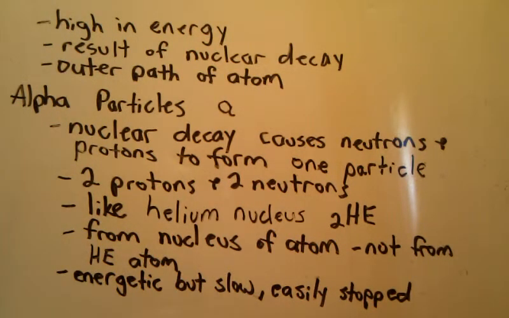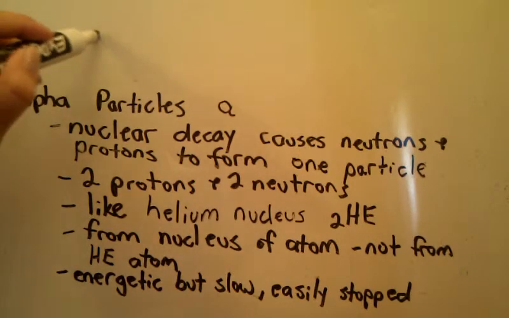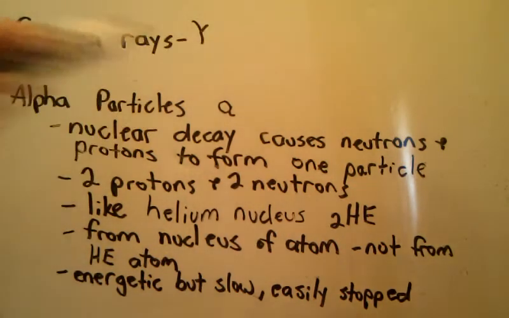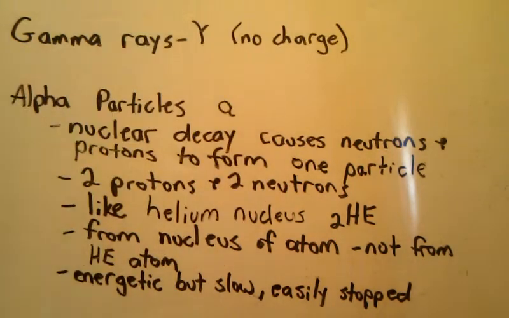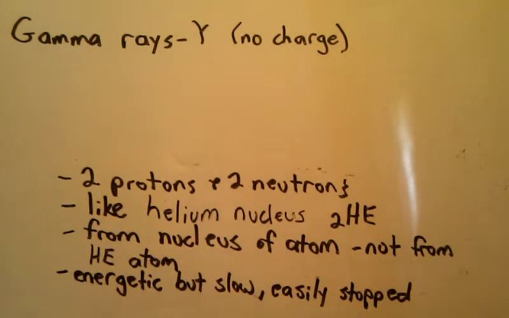Okay? Now we're going to talk about gamma rays. Gamma rays have no charge. They're simply bundles of energy that are released from nuclei at the speed of light as the nucleus decays. Okay, so let's talk about gamma rays. And the symbol for gamma rays, I'm just going to put a gamma. And it says they have no charge. And again, it's because the nucleus is decaying. They're formed when the nucleus decays. They're bundles of energy. They're released at the speed of light.